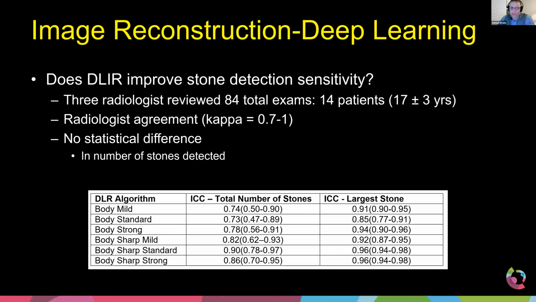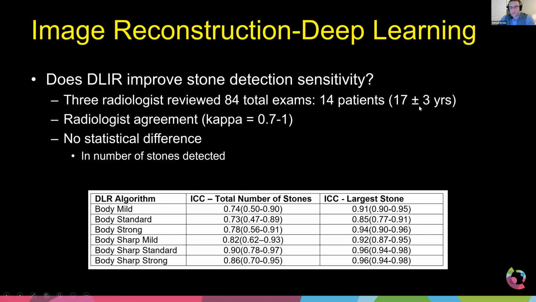sensitivity? As an example, we just looked at a very simple task. We looked at being able to count stones in the kidneys. Were they able to have a greater efficiency or sensitivity to detect stones of all different sizes, and did it change the number of stones that they could detect based on the various different deep learning algorithms out there? So we did a reader observer study where we took, in this case, 3 radiologists. We had them look at 84 total exams, basically 14 patient exams that we reconstructed using the various different strengths and different types of the deep learning iterative reconstruction algorithms.